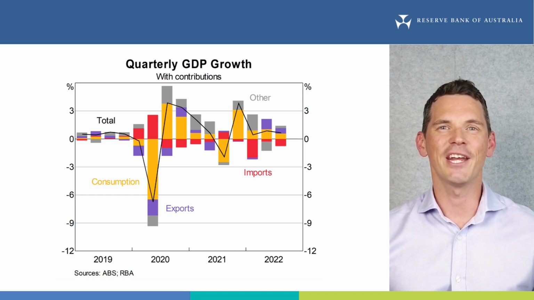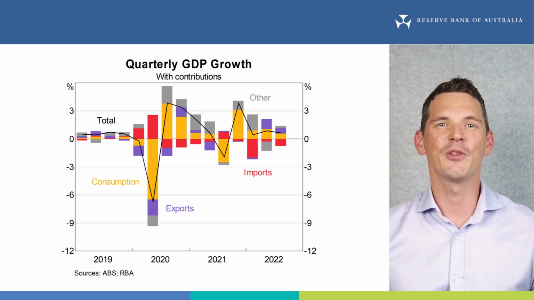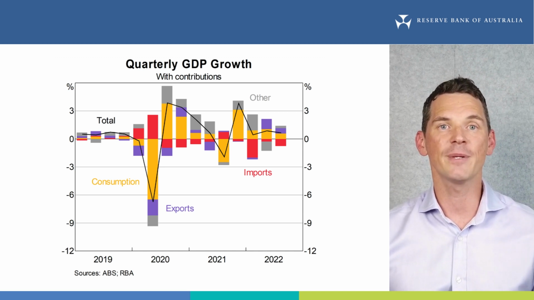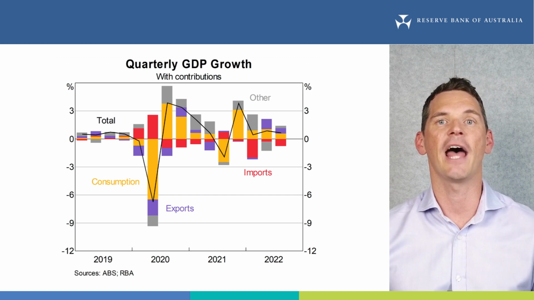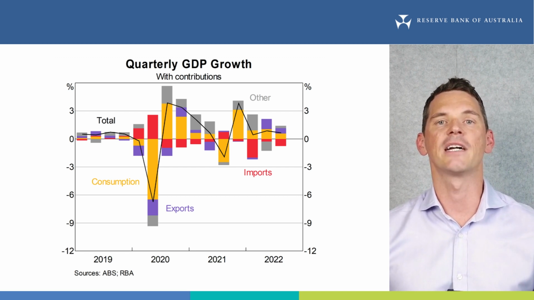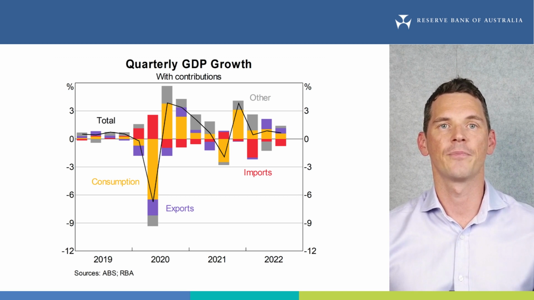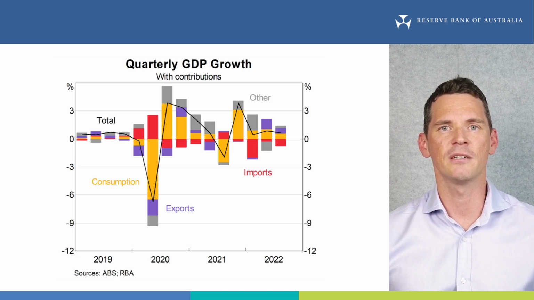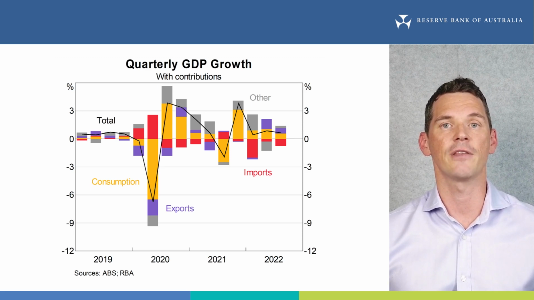Looking forward, GDP growth is expected to have been 2.75% over 2022 and is forecast to be 1.5% over both 2023 and 2024. The forecast slowdown in growth reflects the effects of higher interest rates, the higher cost of living, and declining household wealth. However, the impact of these factors on household consumption, against the backdrop of strong labour market outcomes, creates some uncertainty around the domestic growth outlook.